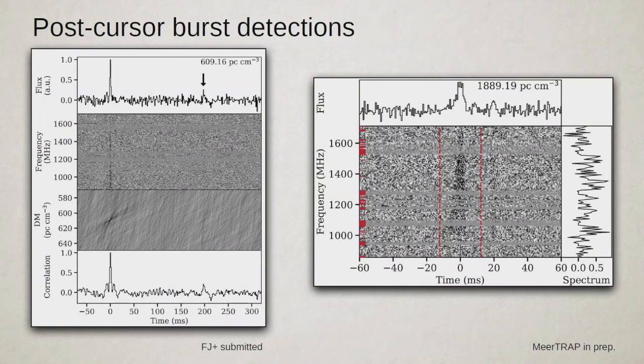So what does this mean? Are these repeat bursts? So are these repeater candidates, or is this a secondary emission component, for example? Or are these maybe some echoes or lensing effects or something like that? I think this is quite interesting.